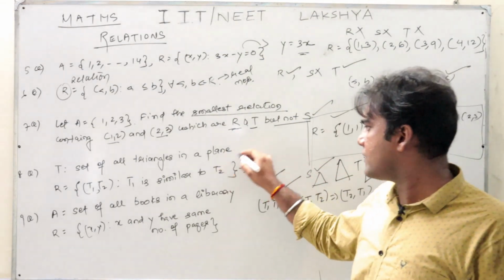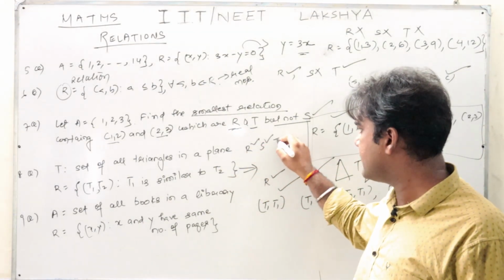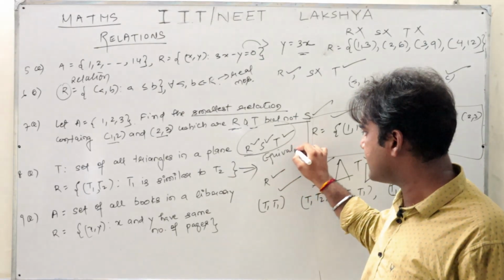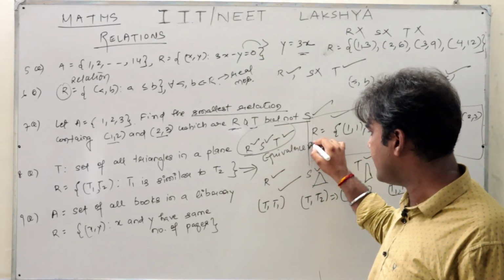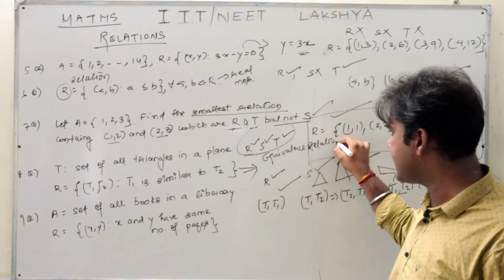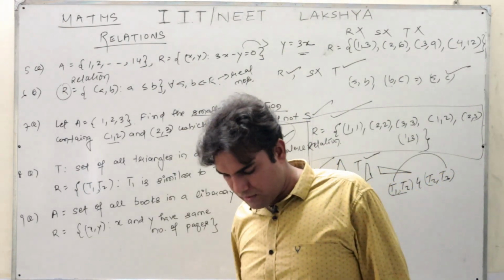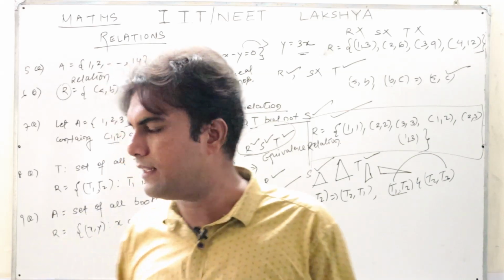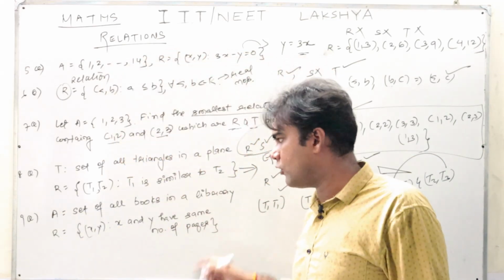So this relation is reflexive, symmetric, transitive. It means it is an equivalence relation. A relation which is reflexive, symmetric and transitive is called an equivalence relation. I hope it is clear to you.